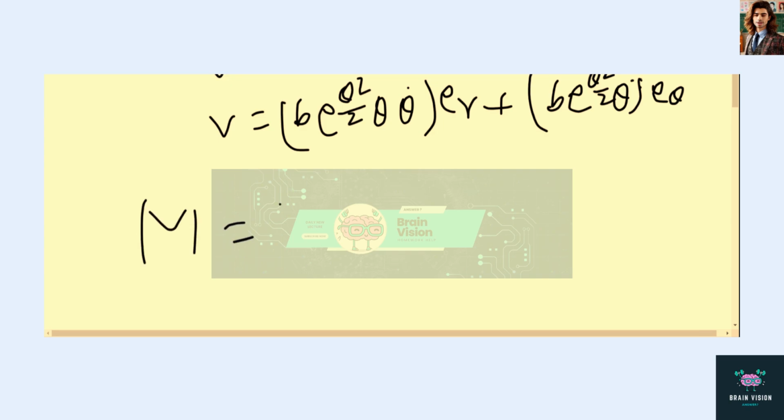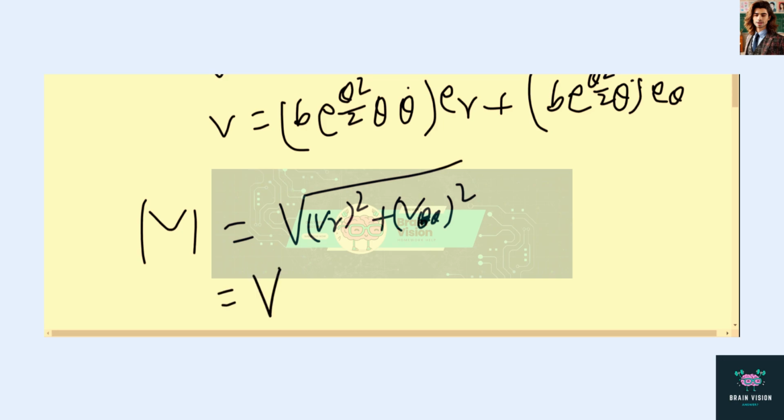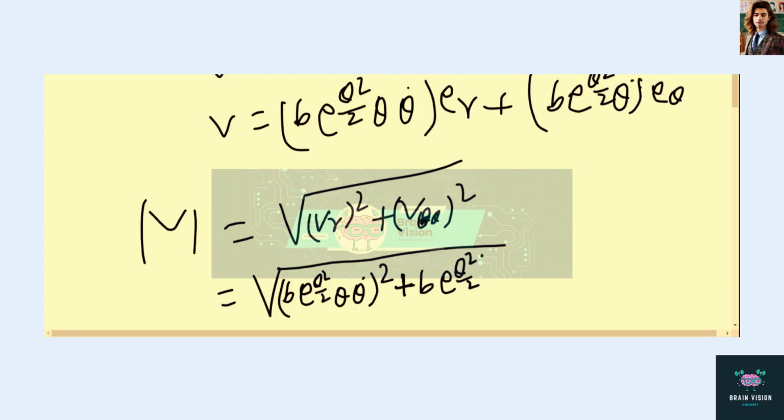The magnitude of V will be nothing but root over v r square plus v theta square. So this basically becomes root over b e to the power theta square upon 2 theta dash square plus b e to the power theta square upon 2 into theta dash square. This is the magnitude of velocity.